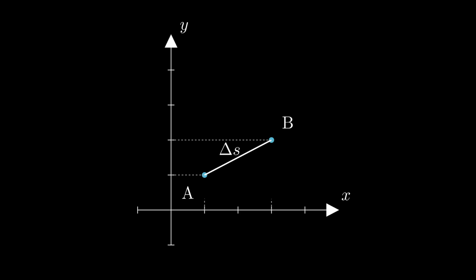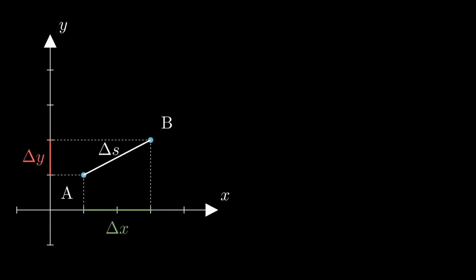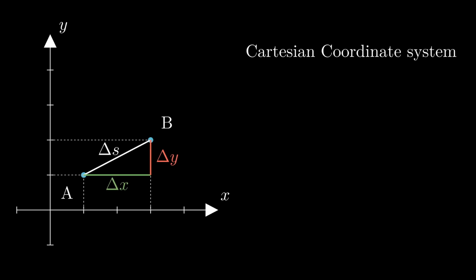If we define the difference in x and y as delta x and delta y, then we can use the Pythagorean theorem with delta s as its hypotenuse to achieve our goal. We get delta s squared is delta x squared plus delta y squared.